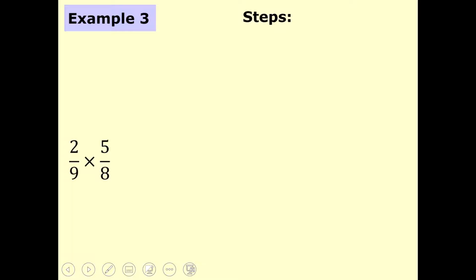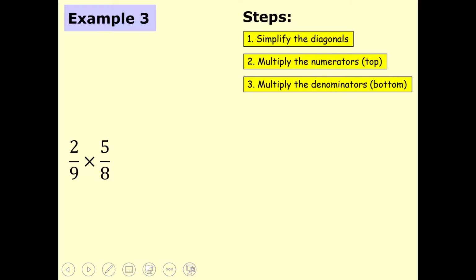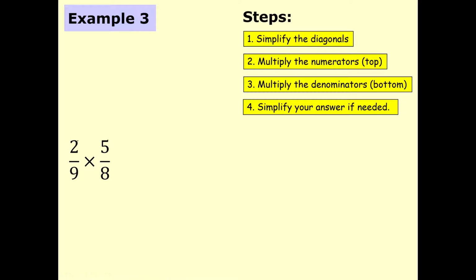Okay, third example. Let's look at all the steps first. So we're going to simplify the diagonals. We're then going to multiply the numerators, multiply the denominators, and then fully simplify if needed. So checking our diagonals here, we've got 2 and 8. Well, we can divide both of them by 2. So 2 divided by 2 is 1, 8 divided by 2 is 4. And then our other diagonals, 9 and 5, we can't actually divide both of them by the same number, so we just leave it as it is.